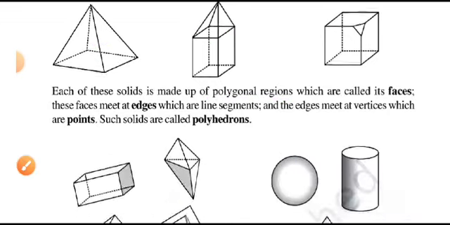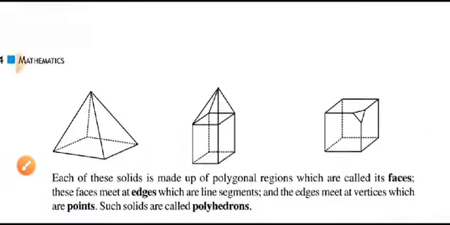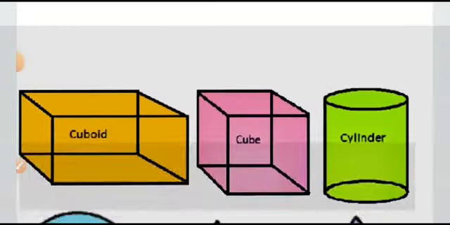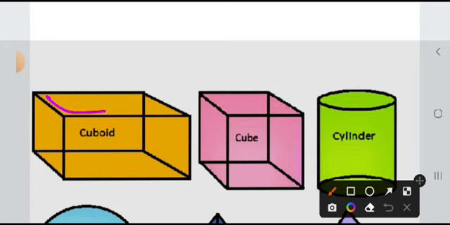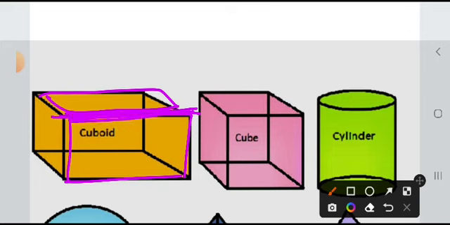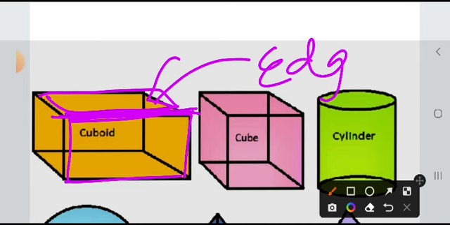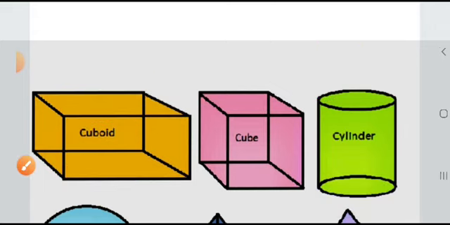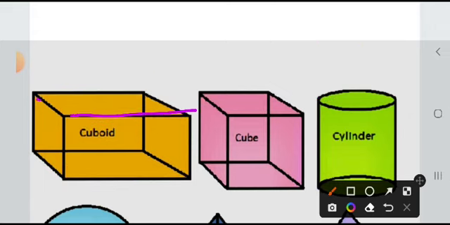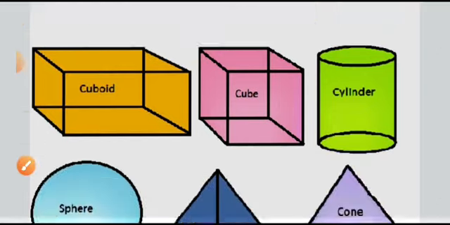Okay, and on a polyhedron, the faces meet to form line segments. Like here you can see this is one face, this is one face, and when these two faces meet, they form a line segment, and this line segment is called an edge. You can just say singular, edge. Okay, and when different edges meet, the vertices are formed.